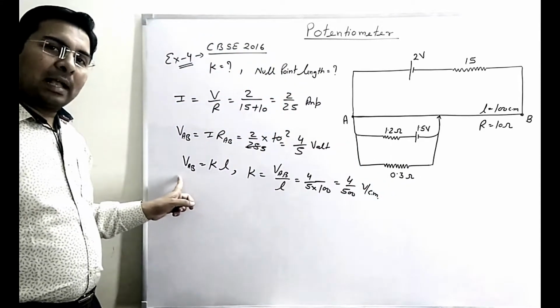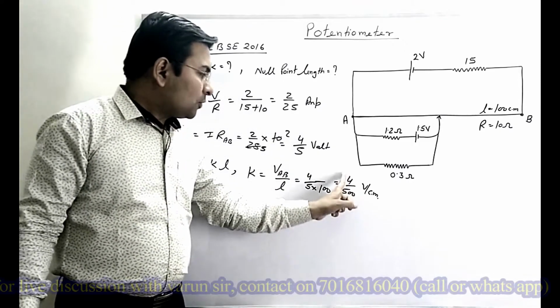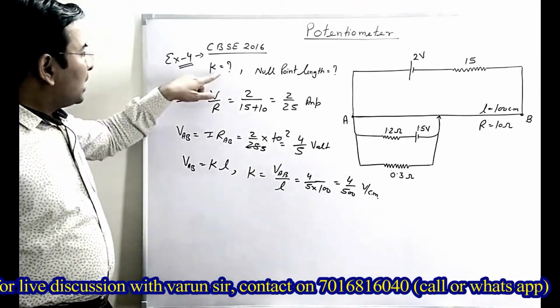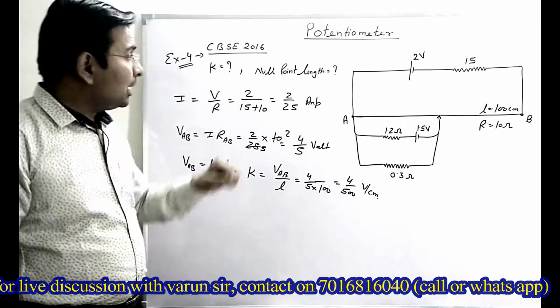Okay. So now we have calculated the value of K. It is 4 upon 500 volt per centimeter. एक पार्ट हमारा सॉल्व हो गया. सेकंड क्या निकालना है हमको?